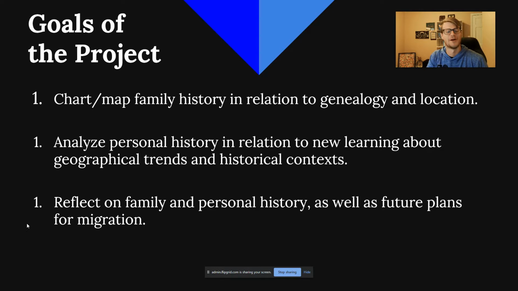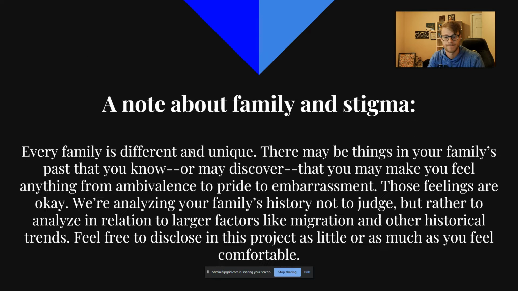Number one, you're going to be creating a chart and a map of family history in relation to your genealogy and location. We'll talk about how you do those things. Two, we're going to look at some personal history and especially how we can connect that personal history to some larger trends that have happened with the movement of people over time. And then last but not least, we're going to do some meaningful reflection on that. And we'll talk about how you're going to reflect about your future and where you might move and things like that.